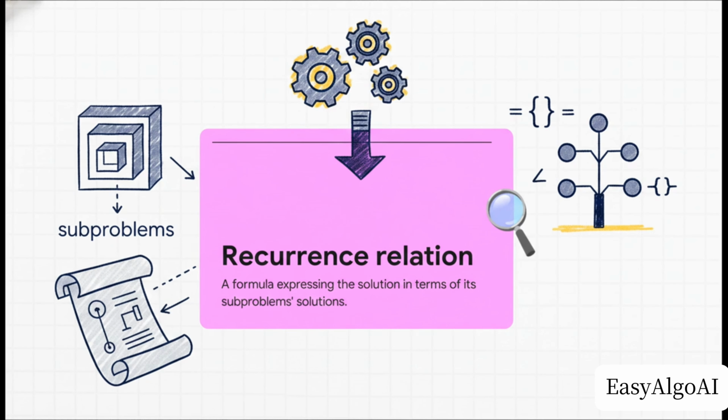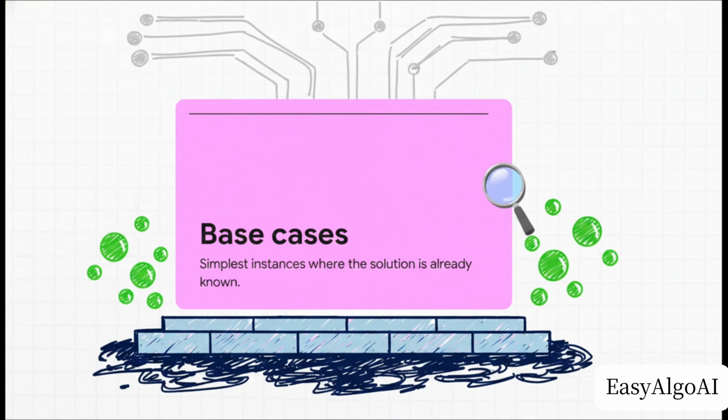All right, let's pivot to the code side. The third pillar is a recurrence relation. This is the mathematical backbone of the whole operation. It is a formula that explicitly defines the solution to the big problem using the solutions to its subproblems. This is where you write the logic telling the computer to get the answer for n, do this specific math using the answers from n-1 and n-2. It's your blueprint.